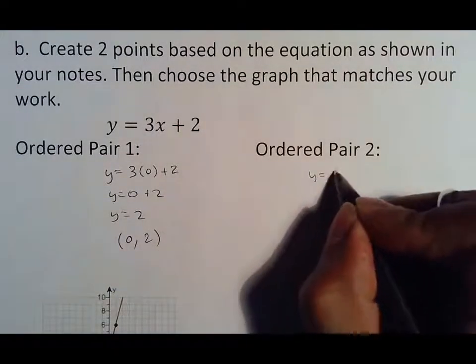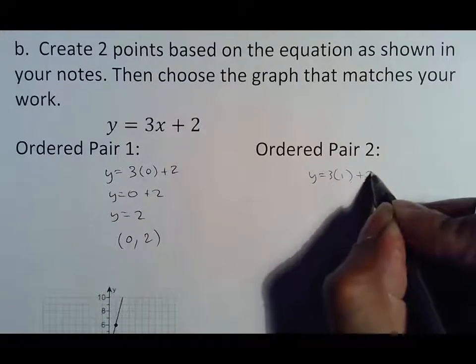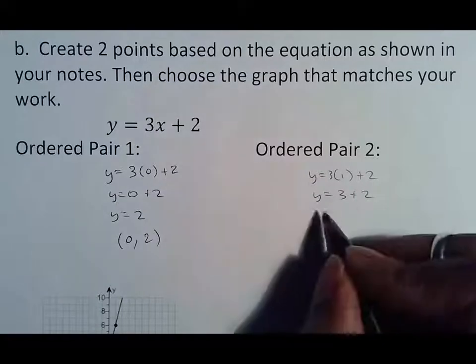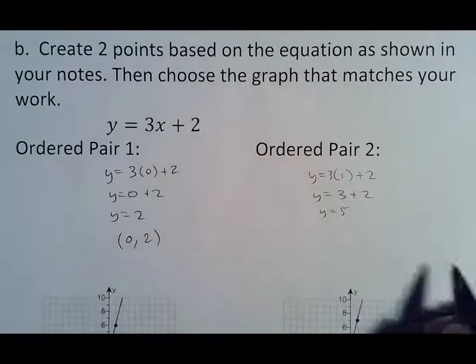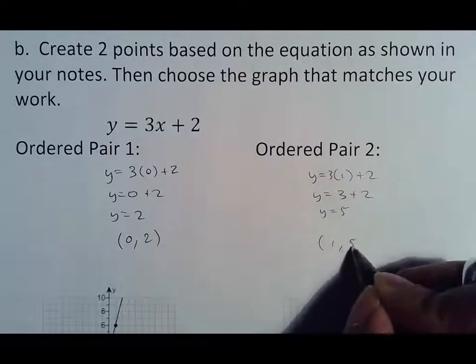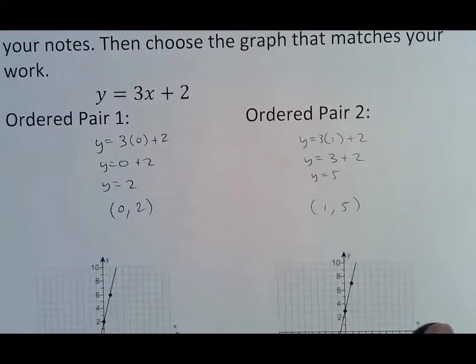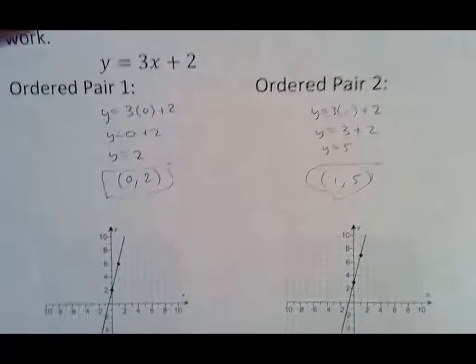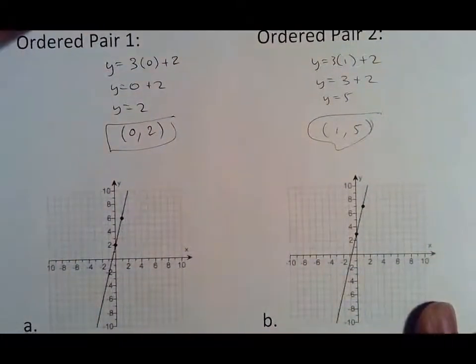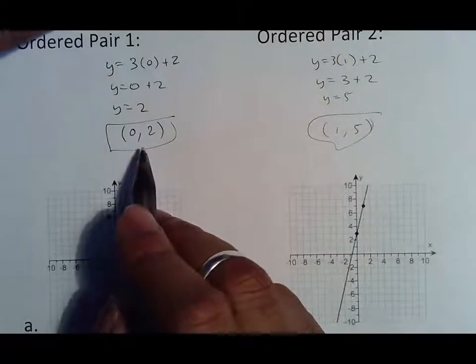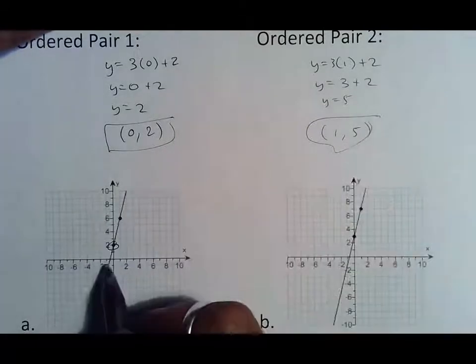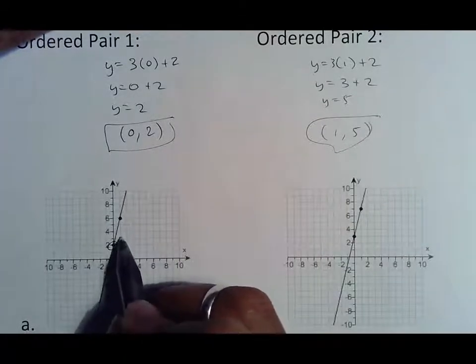Ordered pair number 2, we're going to use the value of 1, which means that y is equal to 3 plus 2, which means that y is equal to 5. So your second point is 1 comma 5. Again, these are the only two things you have to list. Make sure you do the 0 point first, not second. Okay, 0, 2 means do not move, but go up 2. That works. 1, 5 means go over 1, up 1, 2, 3, 4, 5.